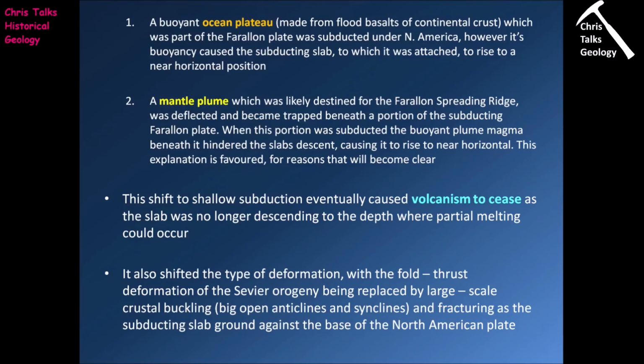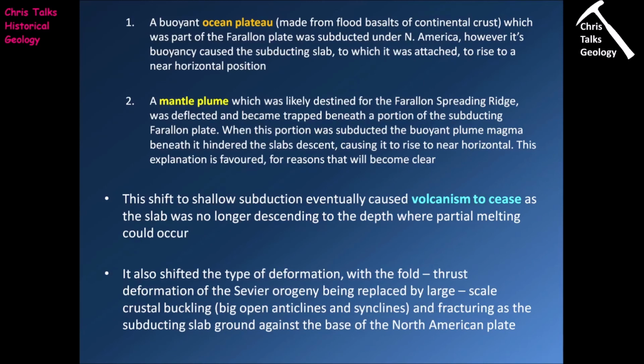And so if you had a large enough oceanic plateau that was buoyant enough, it would be sufficient to pull the Farallon Plate into a shallower angle of subduction, and eventually leading it to subduct almost horizontally along the underside of the North American plate. So that's option number one. Our second option is that there is a mantle plume that gets stuck underneath the Farallon Plate.